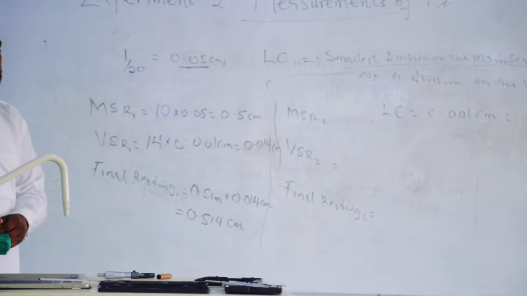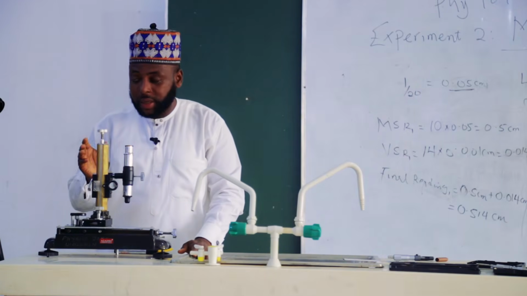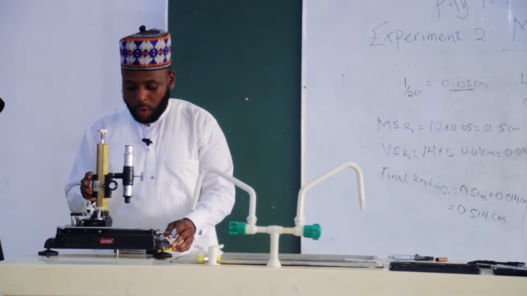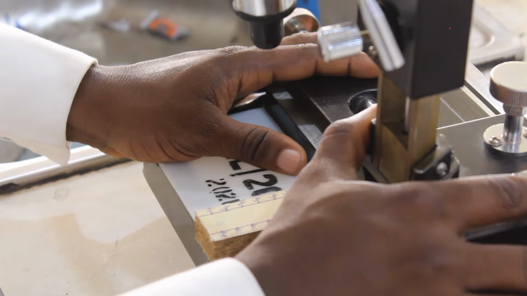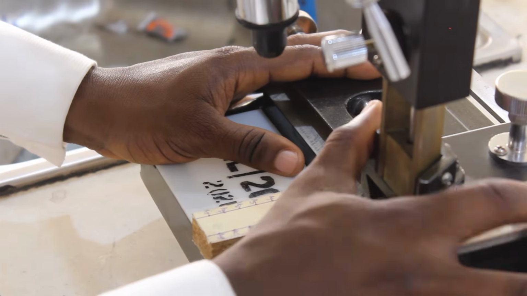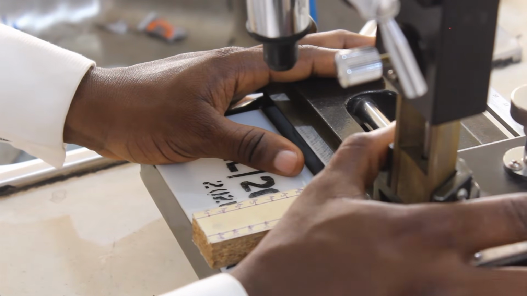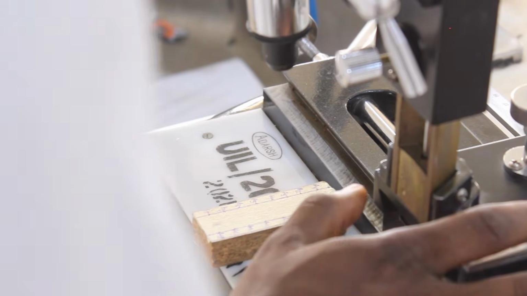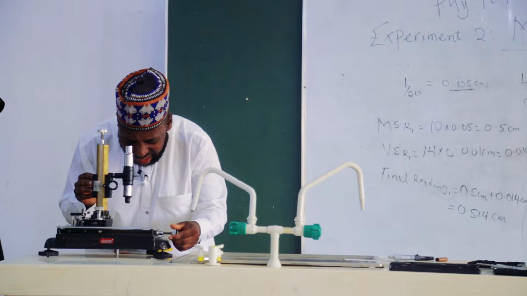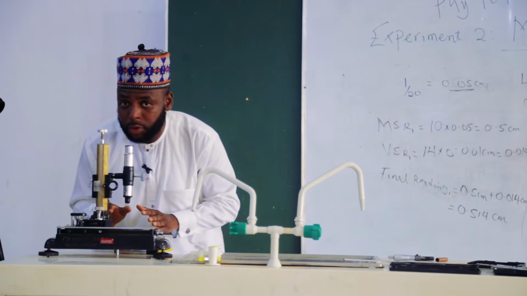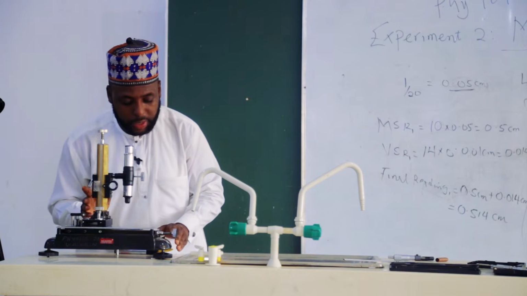This is not the final reading, but this is the final reading for the first line on the plank we are measuring. Now that we are done measuring the right line of the plank, we are going to move the microscope to the left in order to pick our main scale and vernier scale reading. We need to do this by moving to the other end of the line like so. Please ensure that the plank is not moved throughout your measurement.